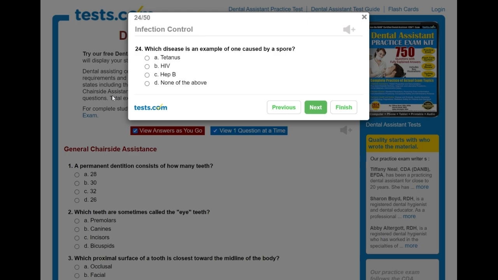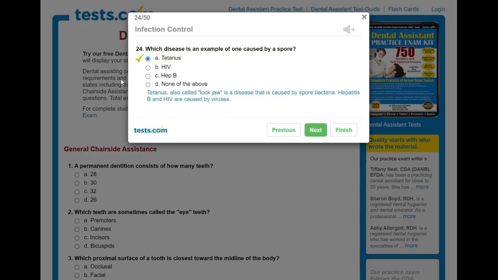Question 24. Which disease is an example of one caused by a spore? A. Tetanus. B. HIV. C. Hep B. D. None of the above. A. Tetanus. Tetanus, also called lockjaw, is a disease that is caused by spore bacteria. Hepatitis B and HIV are caused by viruses.